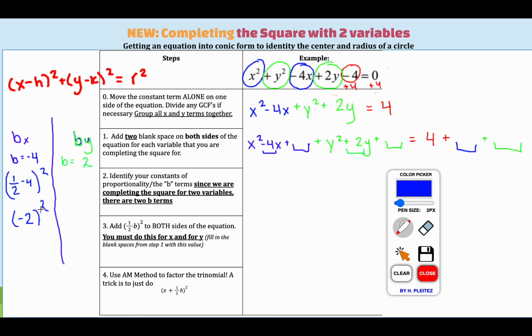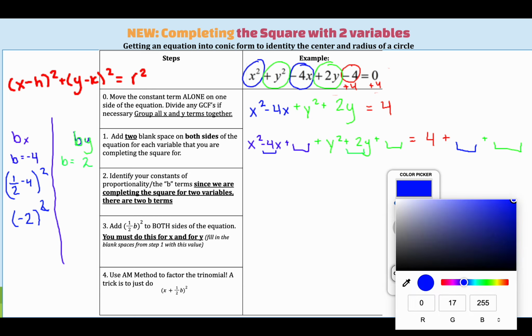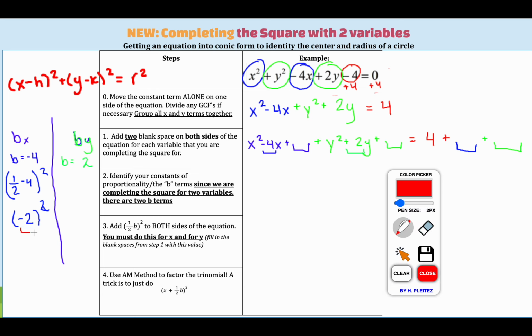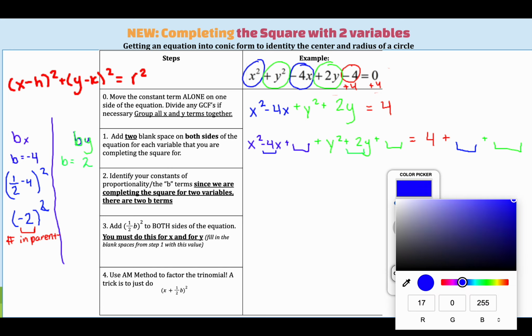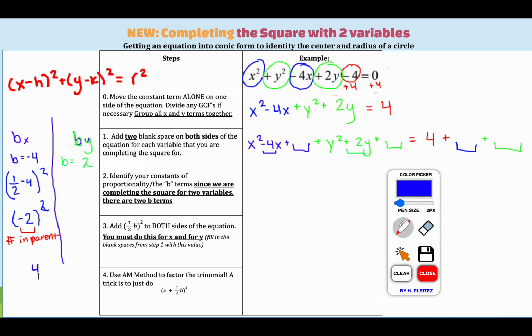Now remember, when we do that 1/2 of b, this number here is really important. This is the number that goes in parentheses, like when we have to do our little AM trick. When we simplify that fully, we are going to get 1/2 of b squared is going to be +4. So we're going to add 4 over here, and we're also going to add 4 over here.